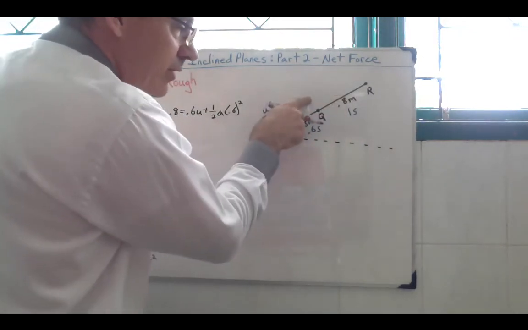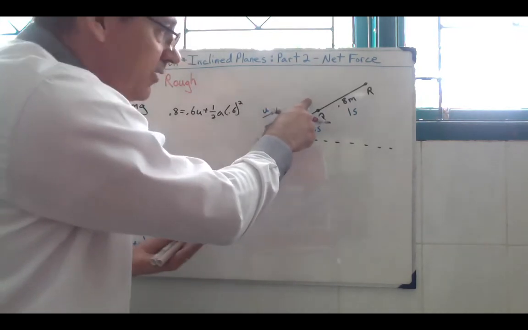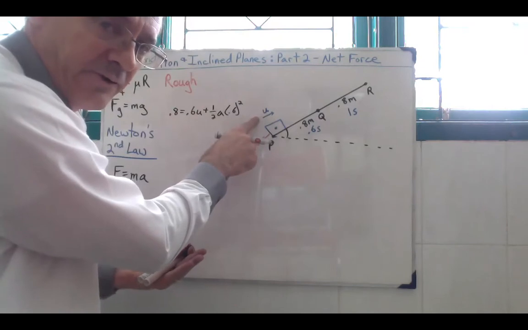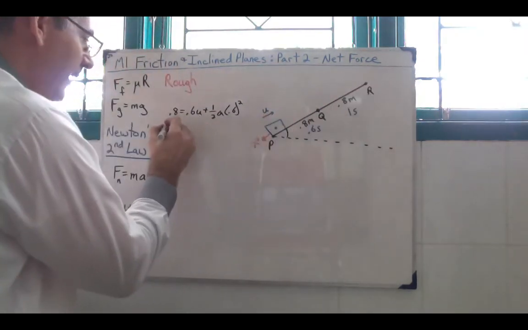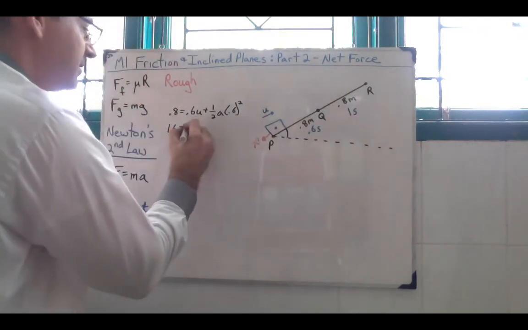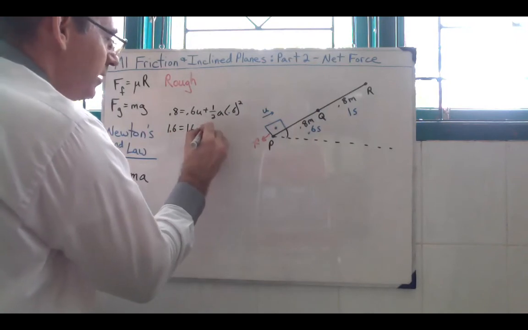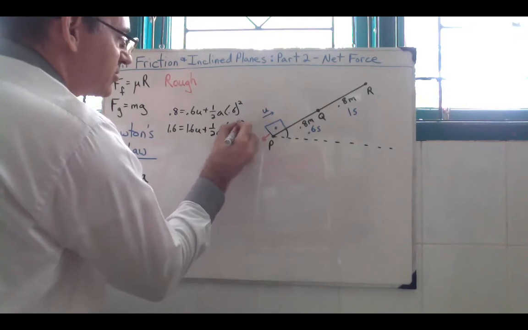And then our second equation will be taking the total distance, because if we only take this top part, we don't have our initial velocity at this point. So our initial velocity is down here. So we want to take this whole segment. So 0.8 and 0.8 is 1.6. And the whole time is 1.6u plus 1/2 a and 1.6 squared.